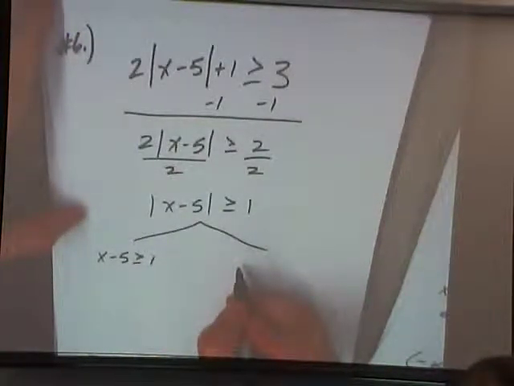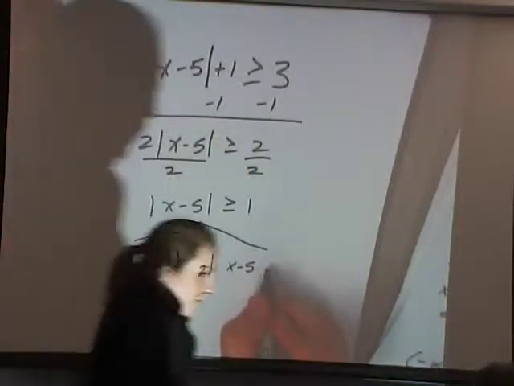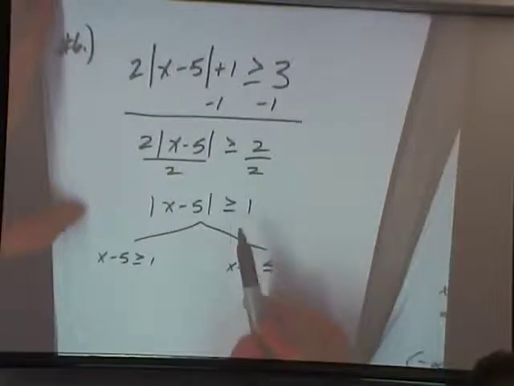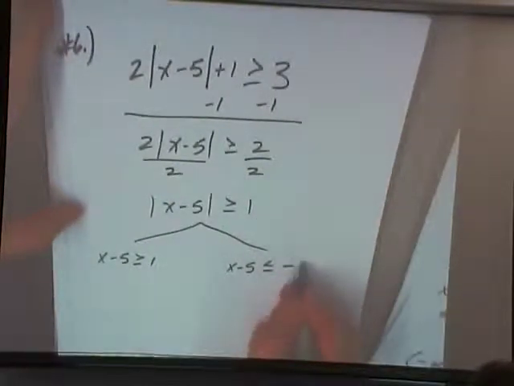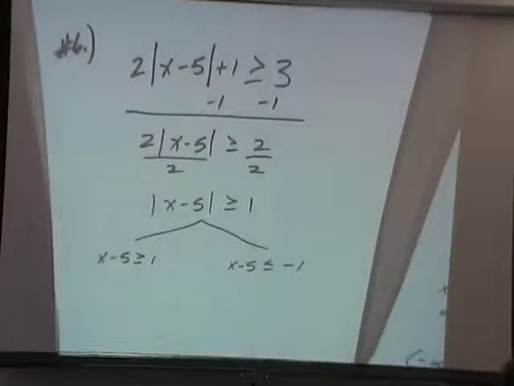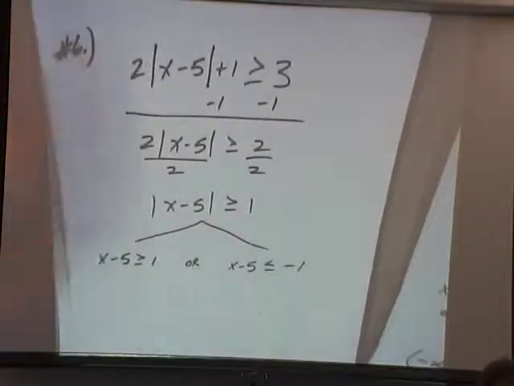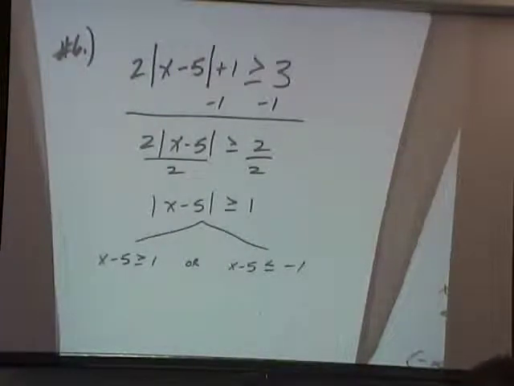Second equation, the left-hand side will be the same. X minus 5 is, don't forget to switch the sign, less than or equal to, and take the opposite of the right-hand side. Now, what word goes in the middle? Or? How do we know? Greater. Because it's greater, right? Greater, so we use or. If it was less than, we'd use and.